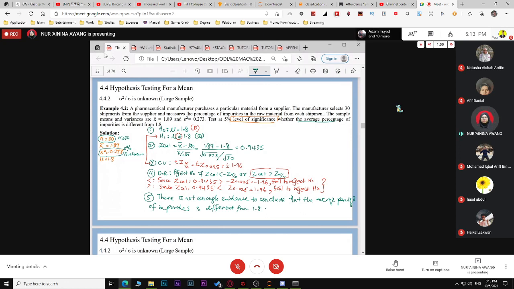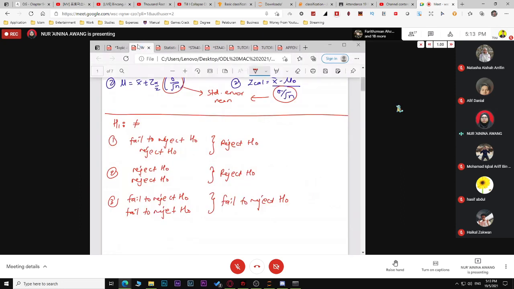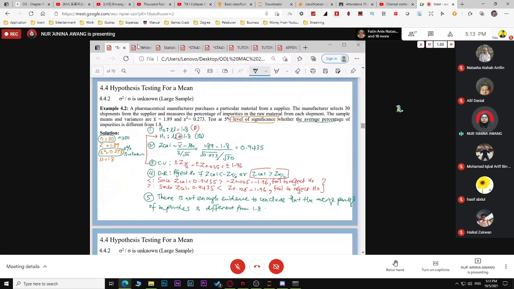Okay, so macam ni lah nak jawab soalan. So untuk unequal ni dia special sikit. So you kena compare untuk both side lah untuk tengok. Kalau satu fail to reject, satu reject, you akan reject lah. Kalau dua-dua reject, memang kita akan reject. Kalau dua-dua fail to reject, kita akan fail to reject. So you tengok case dia yang mana satu. Okay, so that is for example 4.2.